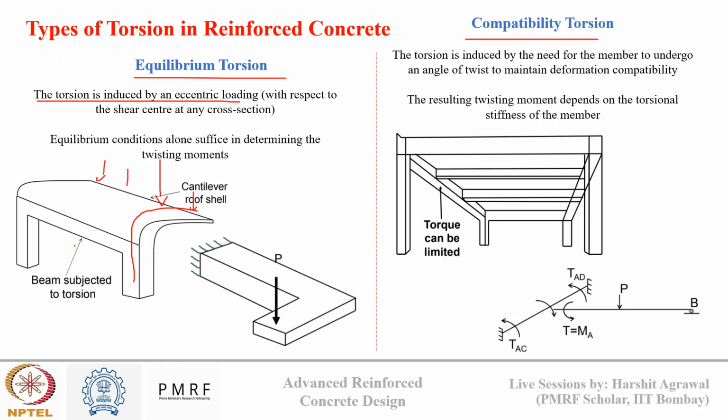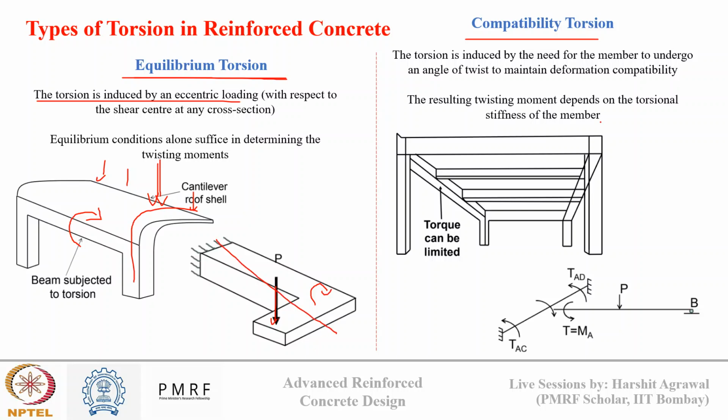Okay, so due to this load there will be some bending moment generated in this beam. So this beam will be subjected to torsion due to the eccentric loading, and that is known as equilibrium torsion, like shown here. This P will generate some bending moment here that will cause torsion in this member. So this is known as equilibrium torsion.